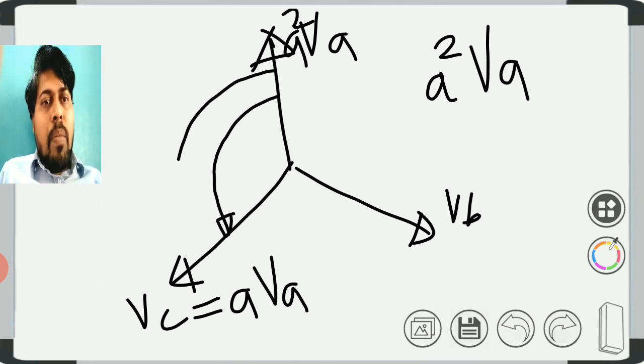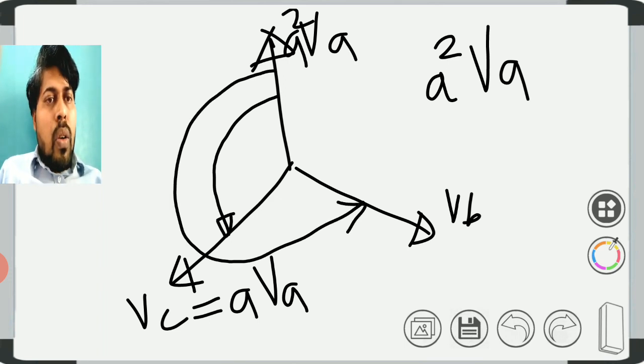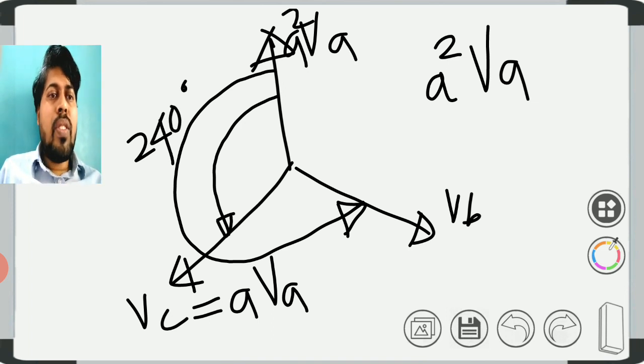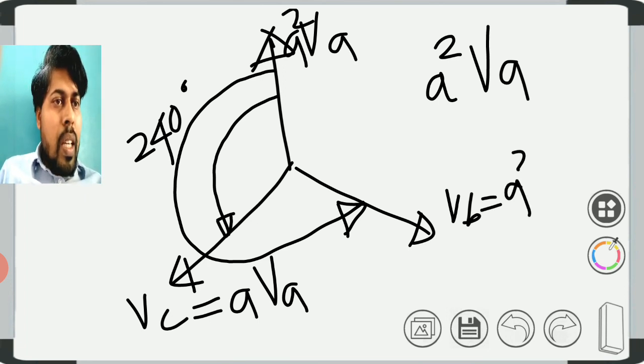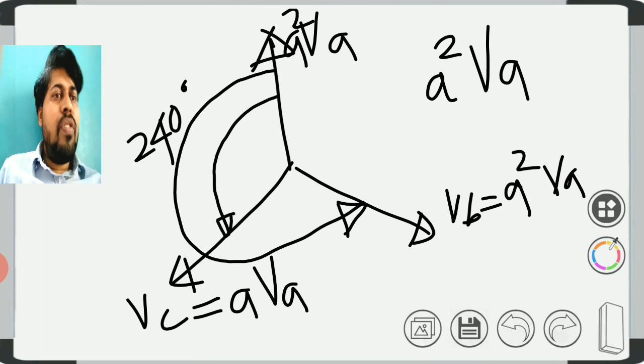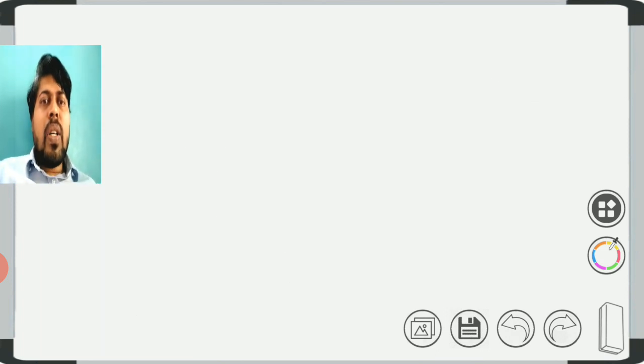In the same way, if I multiply A square to VA, that will rotate by 240 degrees in the anticlockwise direction, and it will reach the position of VB, and hence VB becomes A square into VA. So likewise, I can express the phasors by using the A operator and find the relation between VA, VB, VC in terms of VA only.